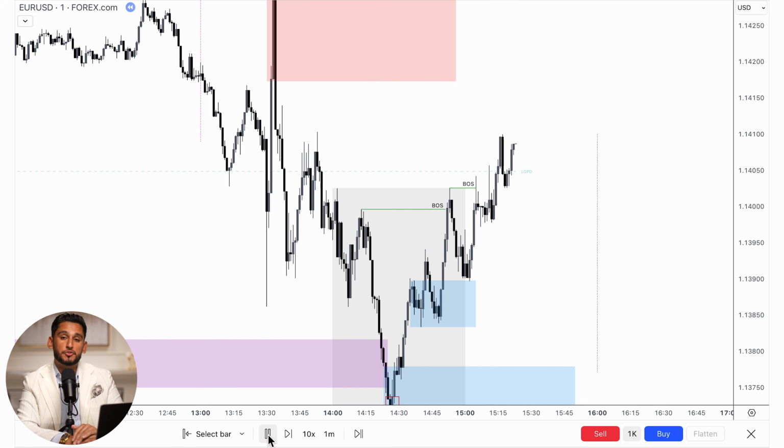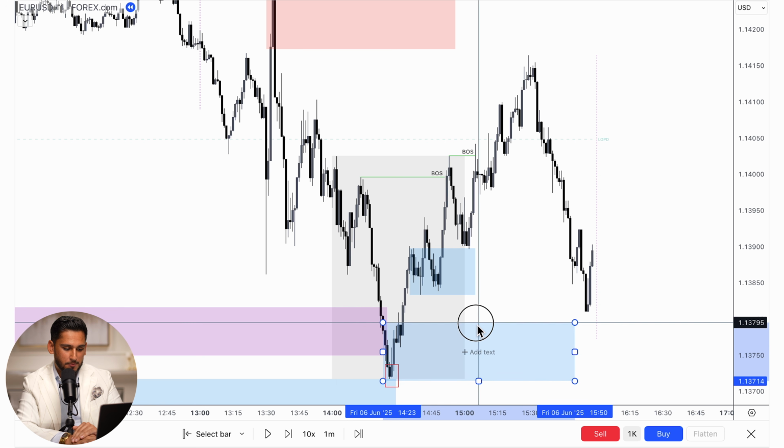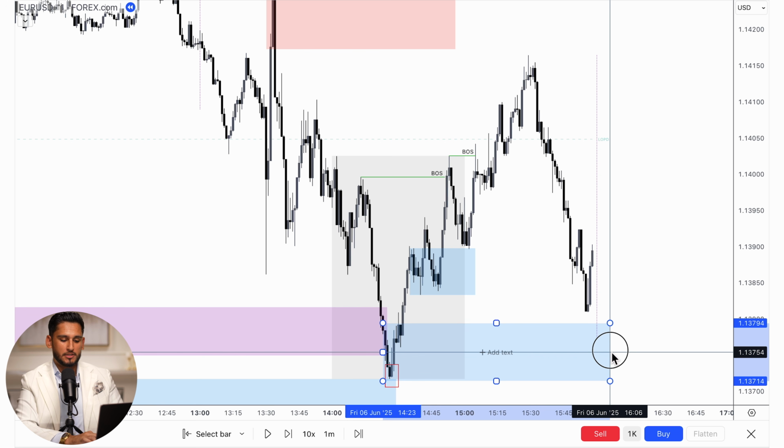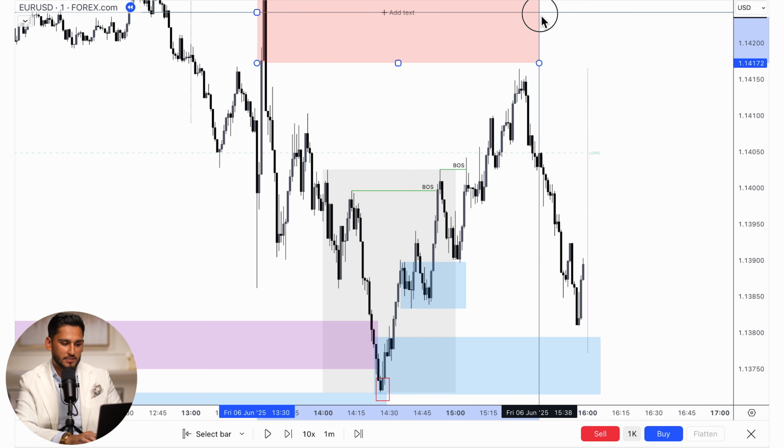But at least we know how to read direction. We know who's in control. We can predict what's going to happen next. And as it comes back to this imbalance right here for London close, it unfortunately doesn't meet my criteria because of time and because of the efficiency of the pullback of this inducement zone.